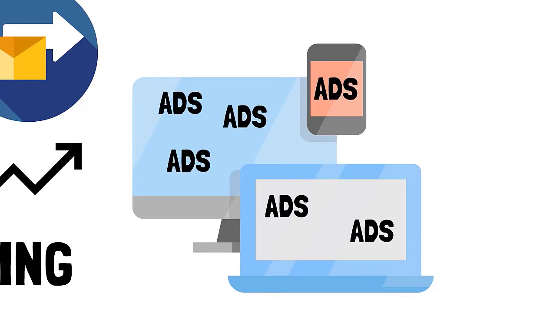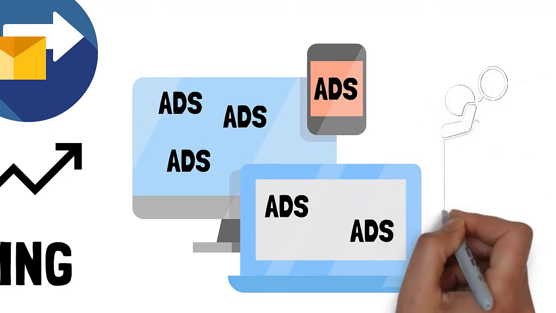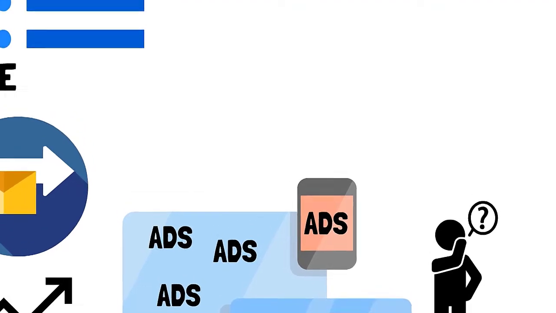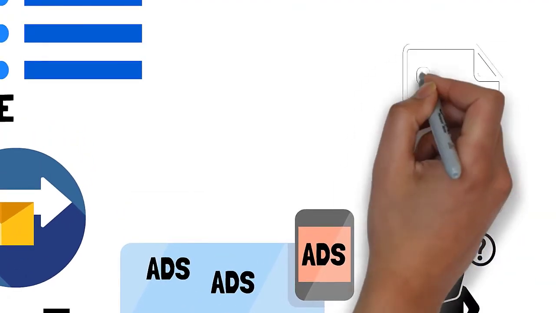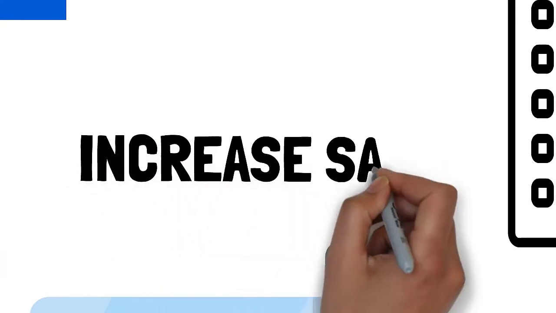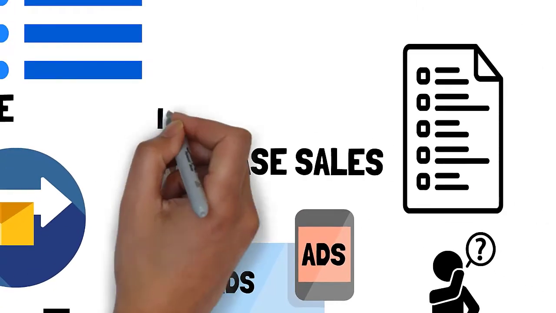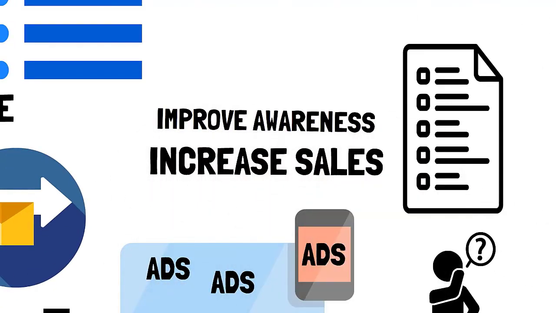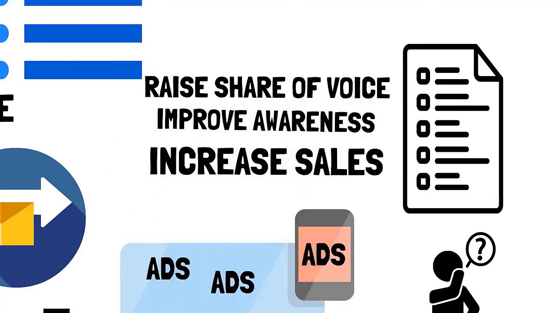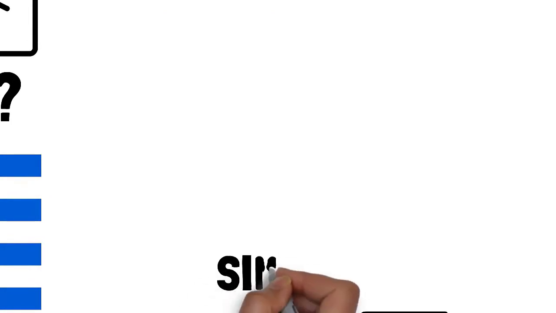But you may think, what are the objectives of online advertising? There are a lot of different objectives. Advertisers and marketers use it for a lot of different reasons. Some use this strategy to increase sales. Some do it to improve awareness for their brand. Others use it to raise share of voice in the marketplace. And of course, you can have all these objectives all at once.